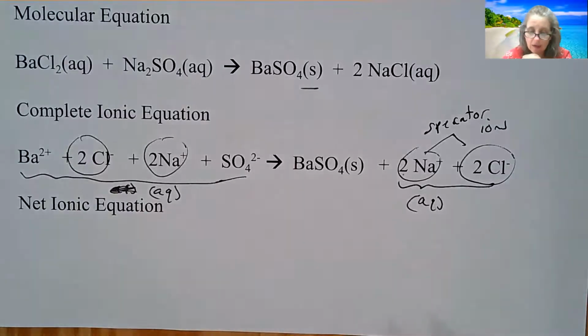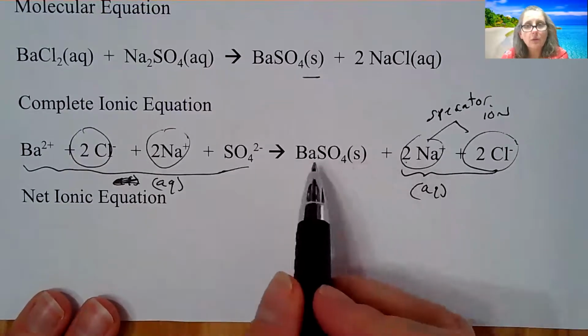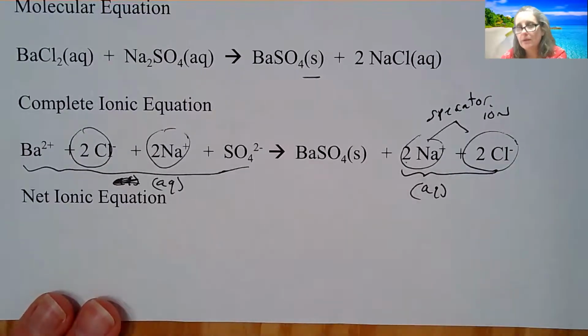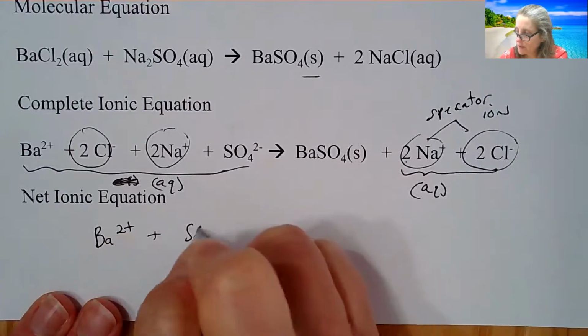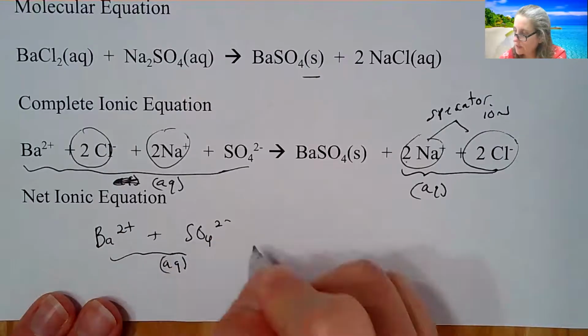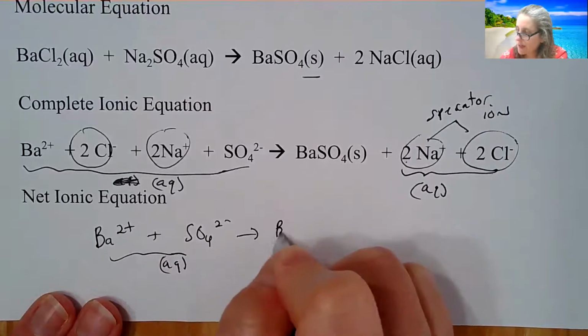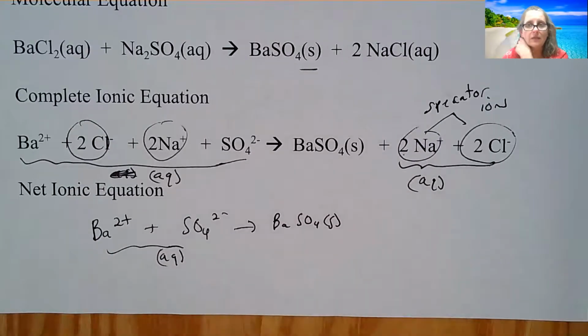The net ionic equation is then going to be anything else that is left over, or what makes a solid, or in some cases a gas, and so on and so forth. So barium plus the sulfate, and again, both of these are aqueous. So you could put that underneath or right next to them. Makes the barium sulfate in a solid. Okay, so that's the basics of a precipitation reaction.